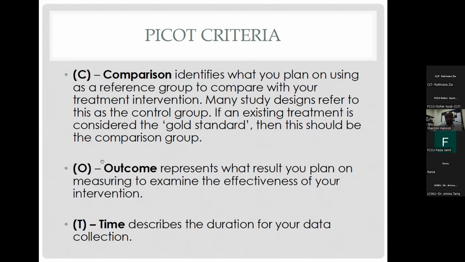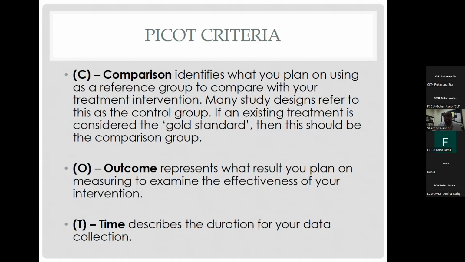Then outcome. Your outcome represents what results you plan on measuring to examine the effectiveness of your intervention. This is something that I have seen some of the researchers miss out. They say, oh, I want to measure if the males are taller than females, taller in height, right? But in none of the questions asked was height included. So how can you respond if you've never measured that?